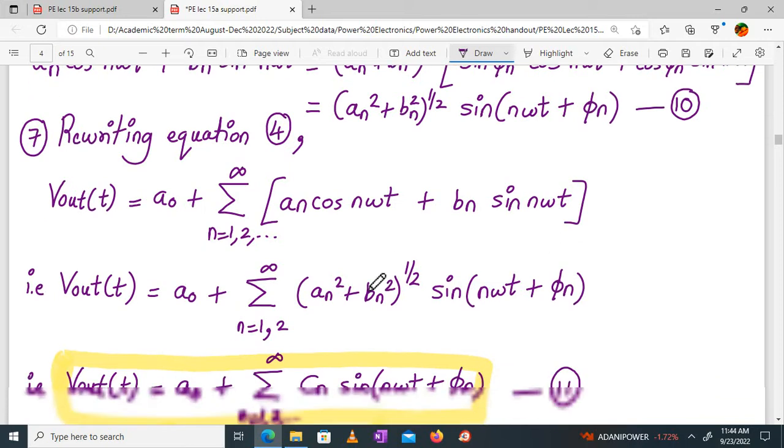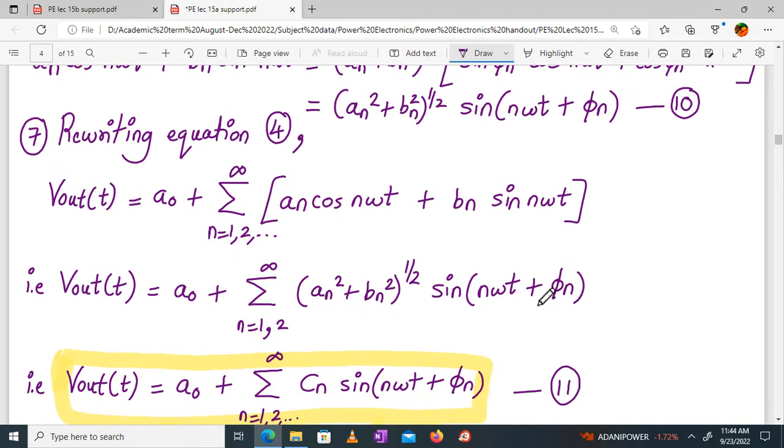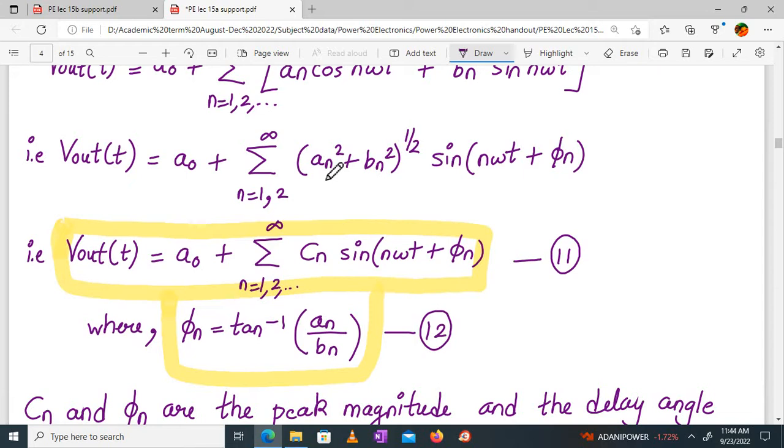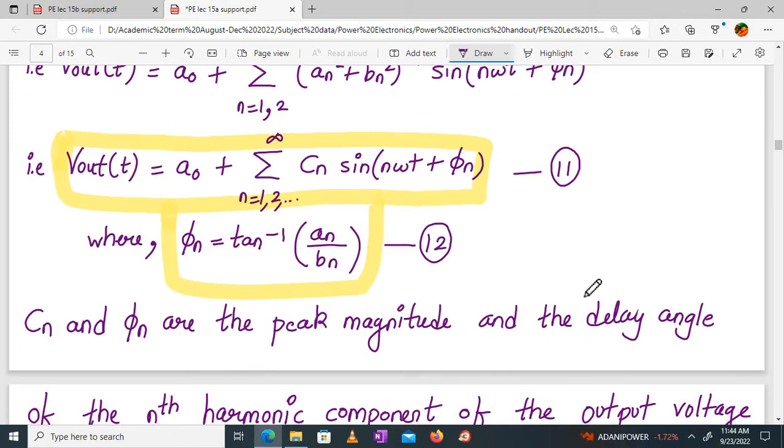Right? So we replace this with this, and now we call Cn as an square plus bn square raised to half. So your final form becomes like this. V out of t is equal to A0, where A0 is the DC component, plus summation of n going from 1 to infinity Cn sin n omega t plus phi n, where phi n is tan inverse of an upon bn. This is equation number 12.